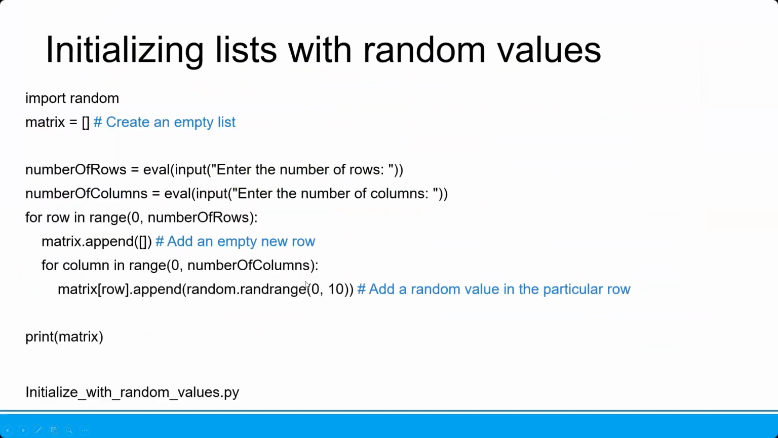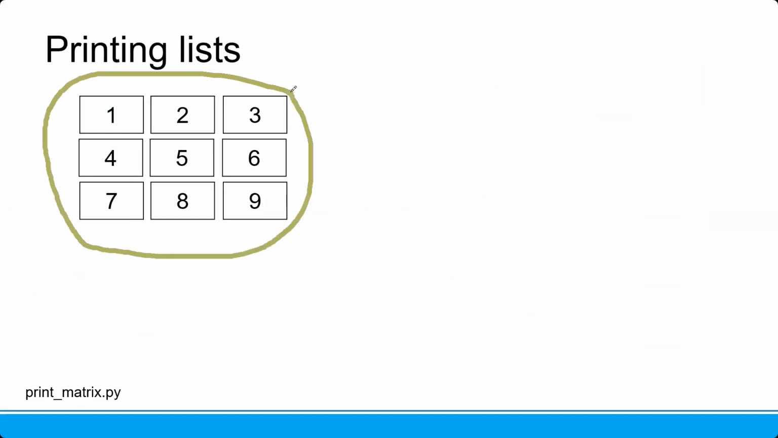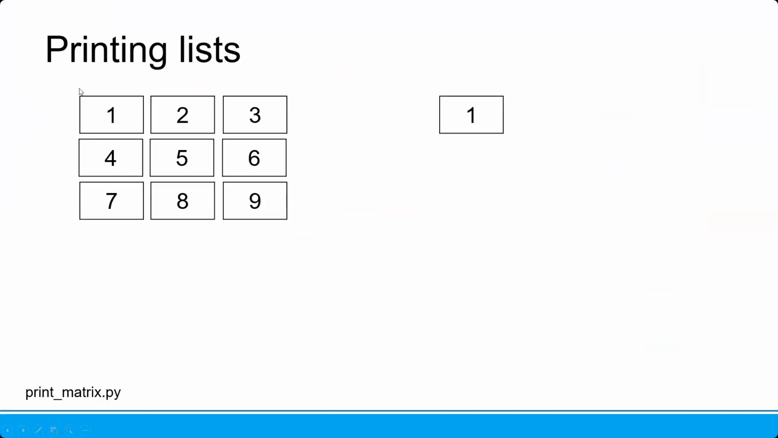I want to print the list. Printing list, it means I know the data is in the form of a 2-dimensional list. 1, 2, 3, 4, 5, 6, 7, 8, 9. So how can I print one by one? Because maybe I want to check which element is the highest, which element is the smallest. So I want to print one by one from the left to the right.